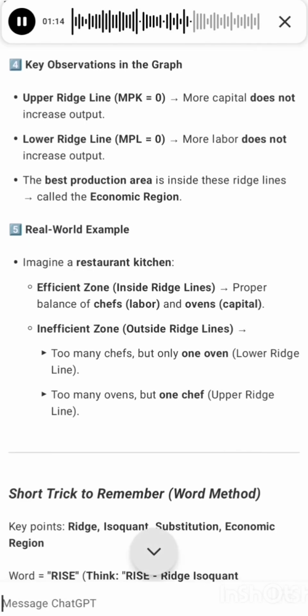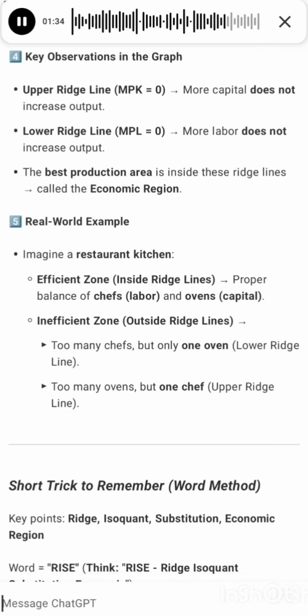5. Real-world example. Imagine a restaurant kitchen. Efficient zone inside ridgelines: proper balance of chefs, labor, and ovens, capital. Inefficient zone outside ridgelines: too many chefs but only one oven, lower ridgeline. Too many ovens but one chef, upper ridgeline.